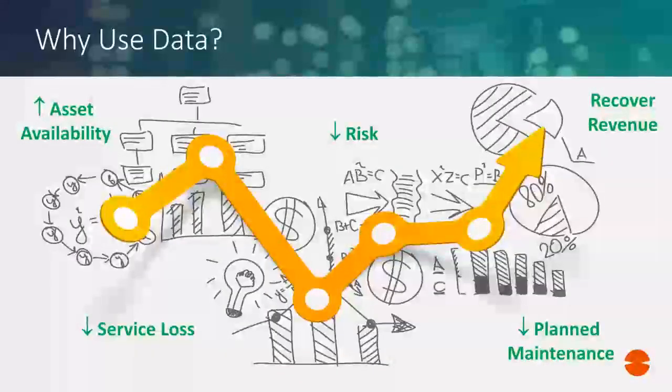So asset data holds the information that allows you to improve your total cost of ownership and increase your asset availability. It further allows you to reduce your service losses and, as important, the risk of operation and unexpected downtime that influences your production plans. The asset data also holds value that allows you to recover revenue and reduce the amount of planned maintenance. But where and how do you start to unlock the value from this data?